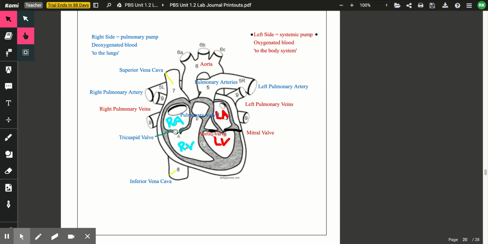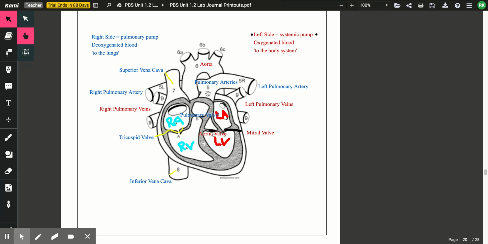And then it is separated from the right ventricle with a valve. These are one of the atrioventricular valves, AV valves, called the tricuspid valve. We have another valve on the right side of the heart as well. This is the pulmonary valve. This valve opens up so blood can leave the heart and get pumped to the lungs.